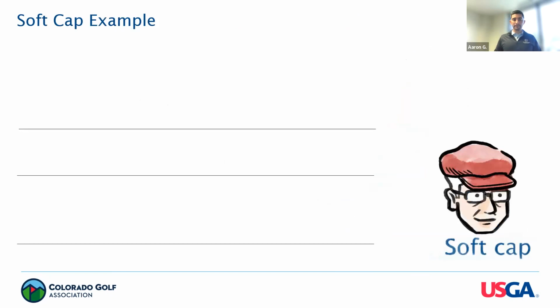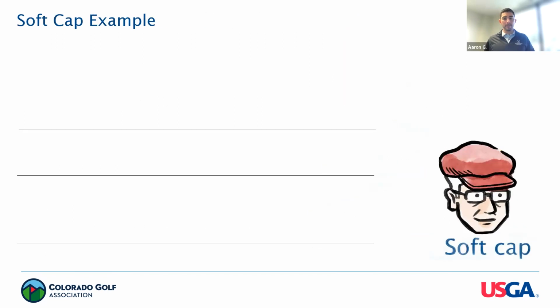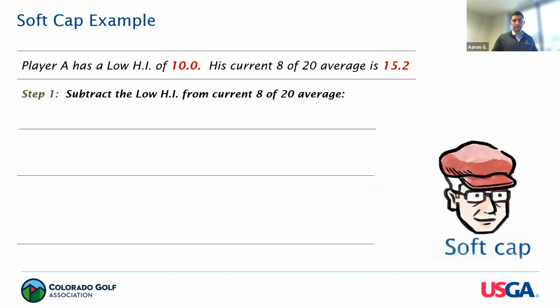Okay, here's the soft cap. The soft cap, as expressed here, is a suppression mechanism. Again, it suppresses things, but it doesn't stop them. In this case, player A has a low handicap index of 10. His current 8 out of 20 average is a 15.2. First step, again, the system will do this for you, so you don't need to worry about doing any of this math, just in case you were afraid. You would subtract the low handicap index from the current 8 out of 20. Step 1: 15.2 minus 10 equals 5.2.